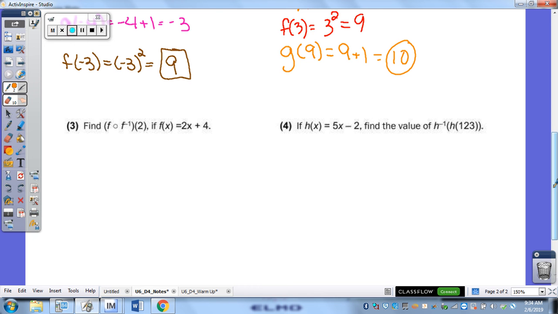So we're changing our function around. We now have f of x is 2x plus 4. So they want us to do f of x after f to the negative 1 of x. Again, that negative 1 is telling me I need to find my inverse. So we've got to first find the inverse of our function here.